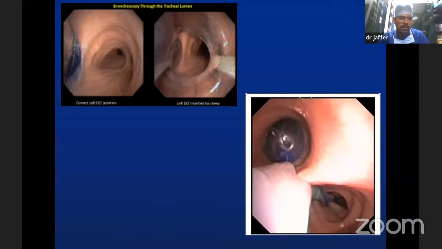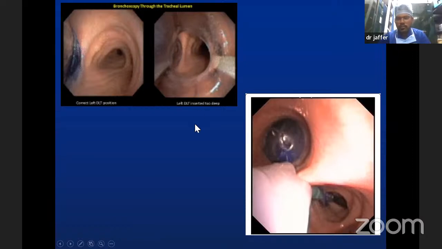So what is the ideal position? The ideal position is a small crescent of the blue cuff bulging outside of the bronchus. That is the normal position. If the cuff is bulging more into the right side, it can hamper the airway passage of the right main stem. And if it is too inside, as in the next picture, only the left upper lobe bronchus will get ventilated, but the left lower lobe will not get ventilated. So we have to know the length.